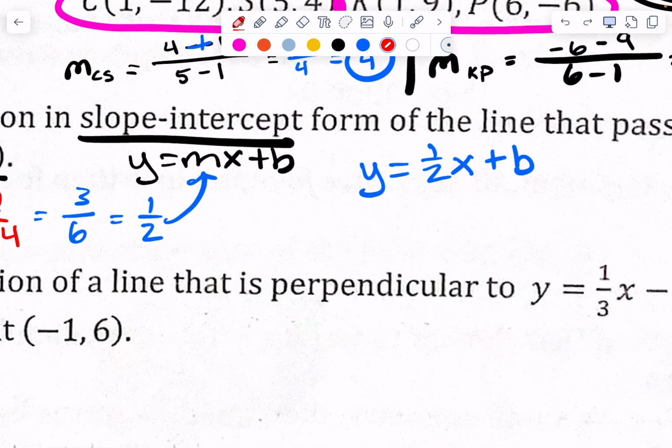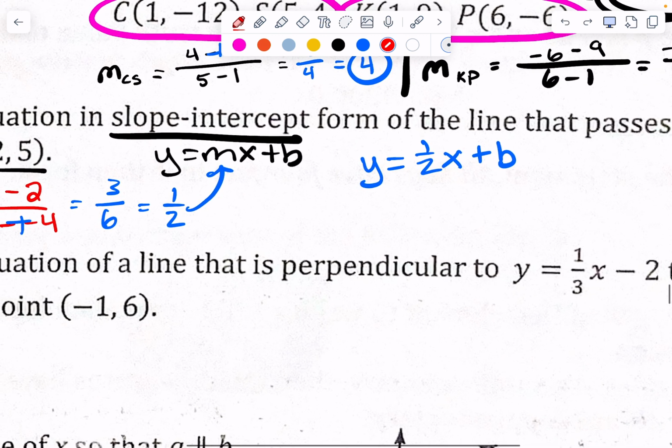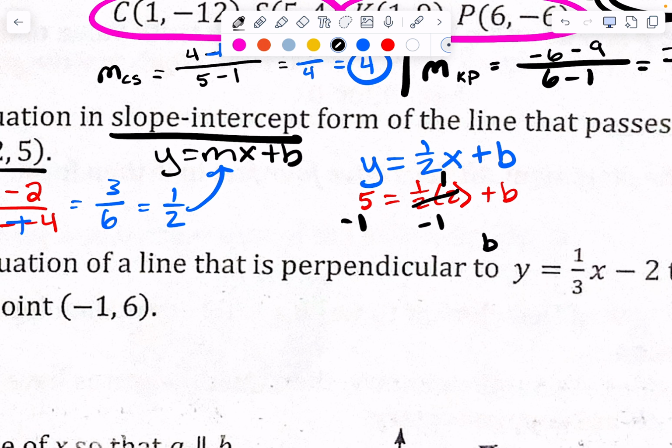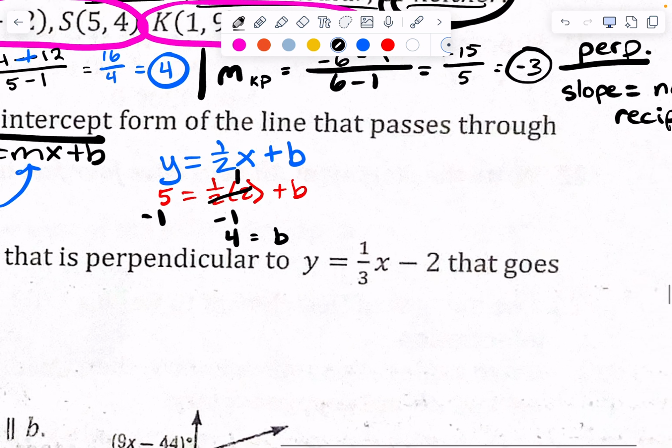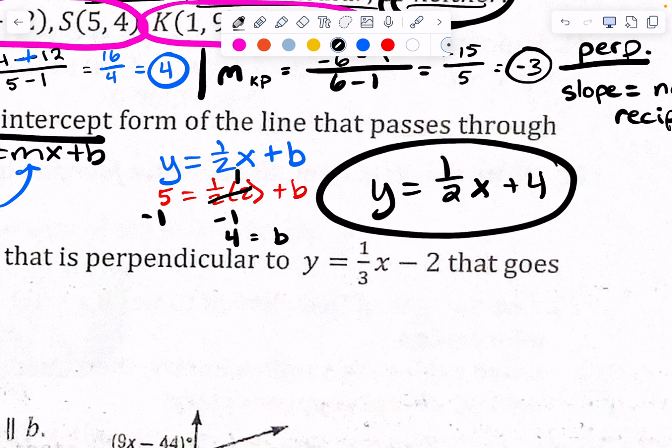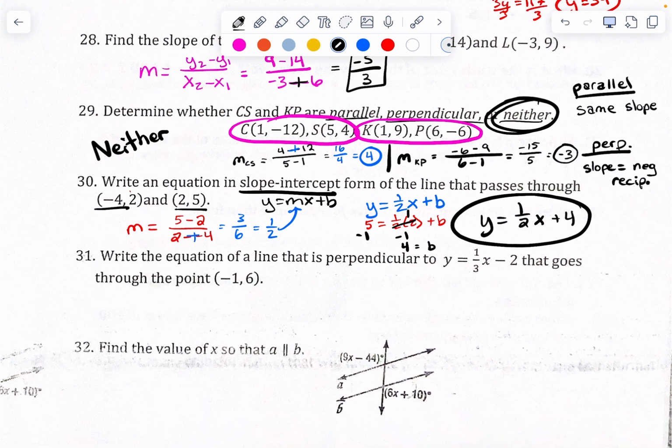So, 5 is the y coordinate. 1/2 times 2 plus b. What's half of 2? 1. And then to solve for b, minus the 1, so b is equal to 4. So, final answer, y equals 1/2 x plus 4. Beautiful. 2 left in this chapter, and then we're on to chapter 12.